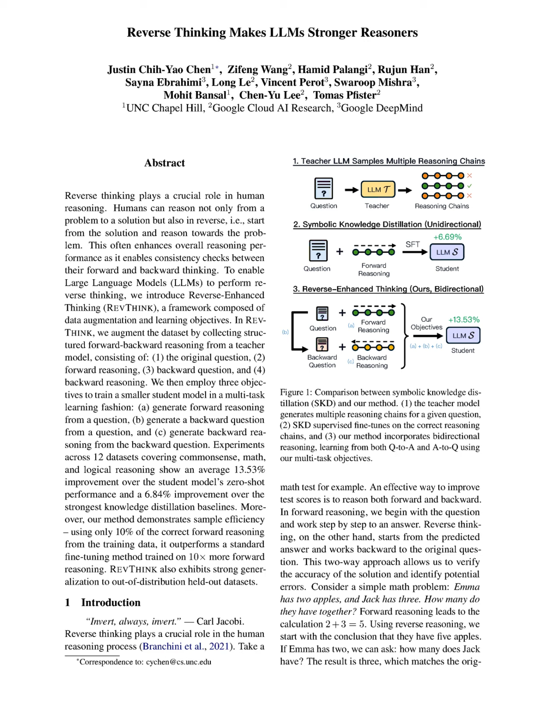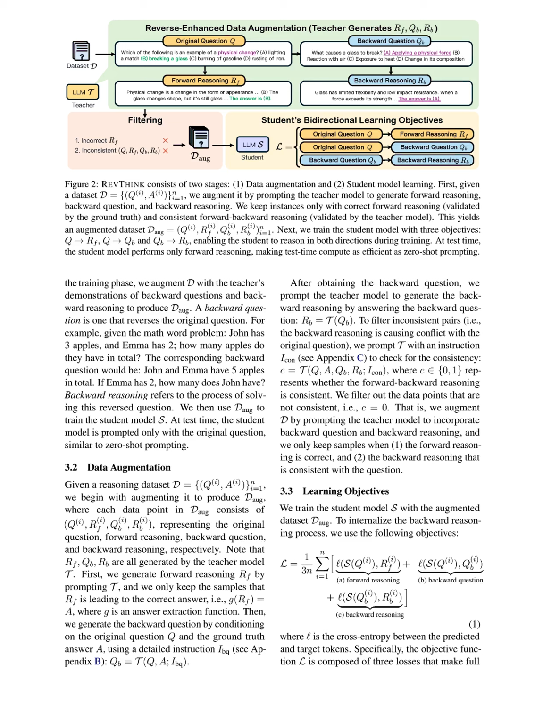This backward question is generated by conditioning on the original question and the ground truth answer. Finally, the teacher model is prompted again to provide backward reasoning for the backward question, which would yield: if Emma has 2 apples, then John must have 3 apples. This process ensures that the backward reasoning is consistent with the original question, thereby augmenting the dataset effectively for training the student model.